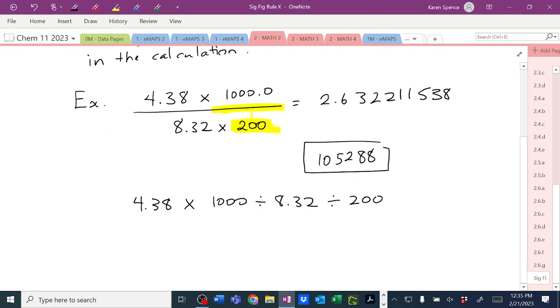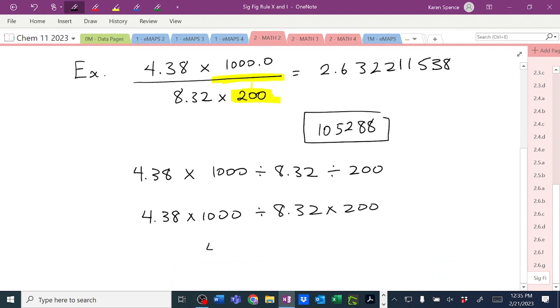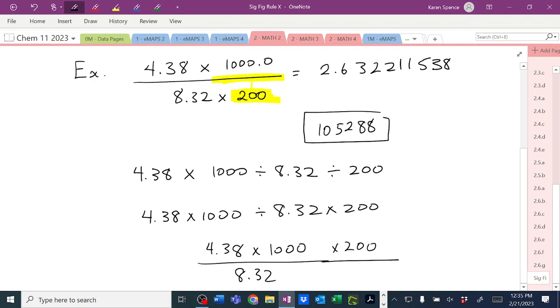Okay, if you type in 4.38 times 1,000 divided by 8.32 times 200, what your calculator thinks that means is 4.38 times 1,000 divided by 8.32, and then times 200. If you put a times here, it assumes you want that number in the numerator. You would need to type divided by to make that number be in the denominator.